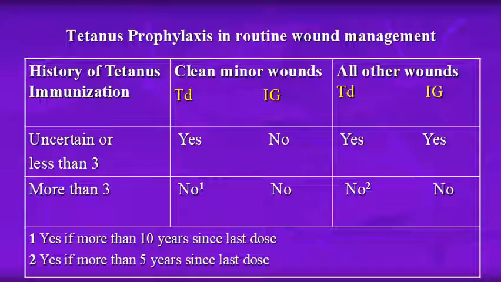And in all other wounds, if he has a good vaccination status, we also don't need to give tetanus toxoid or immunoglobulin, unless there is more than 5 years since the last dose in dirty or deep wounds. If there is no good satisfying history of vaccination, that is more than 5 years passed since the last dose, then we better give tetanus toxoid to be on the safe side.